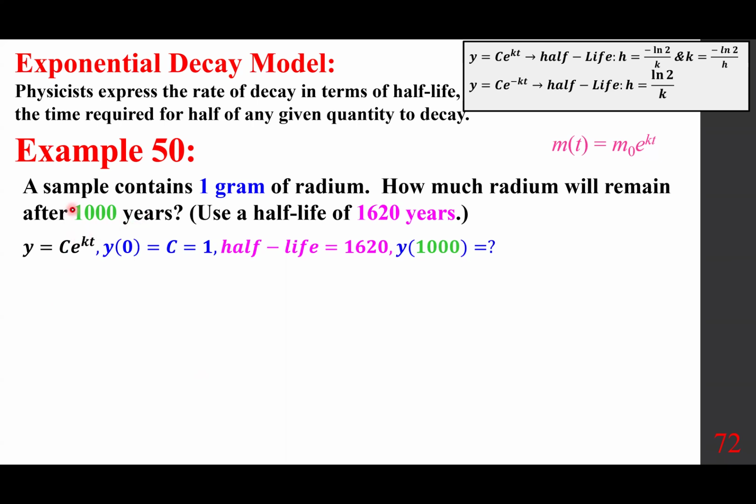In any event, so what is the initial value? 1 gram. Y of 0, or C, is 1 gram. What is the half-life? 1620. And what are we looking for? To find the Y after 1,000 years.